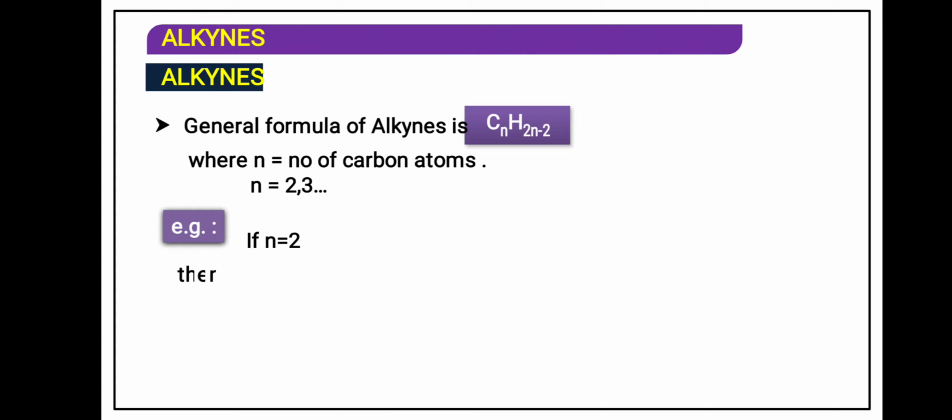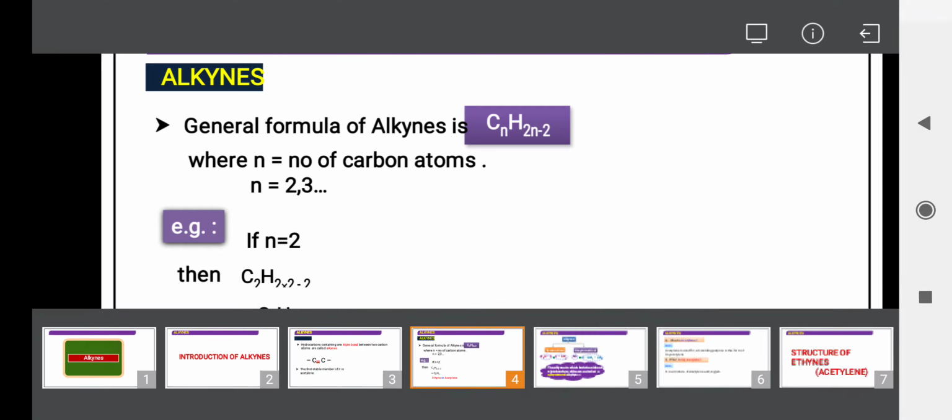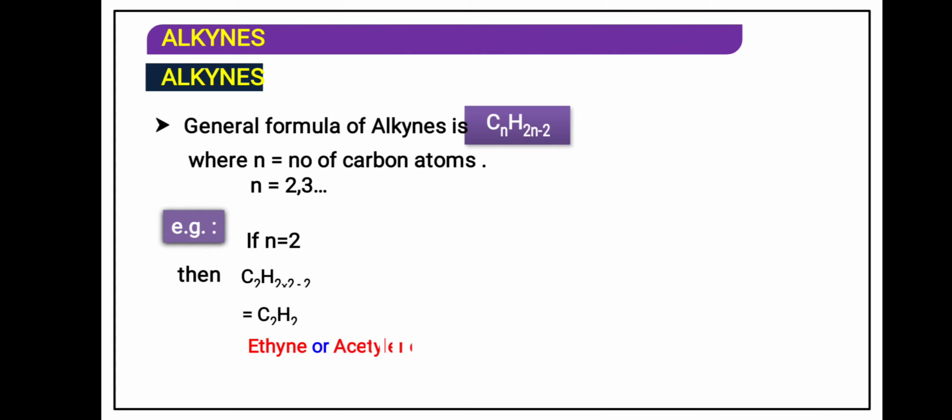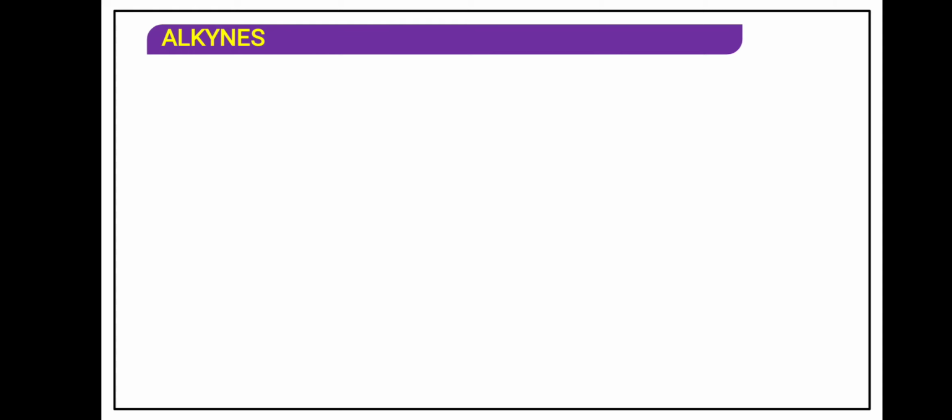If you put n equal to 2, it will be C2, and 2 twos are 4 minus 2, that is 2, C2H2. That will be ethyne, 2 carbon. So ANE is replaced by YNE, that is ethyne, and commonly it is said to be acetylene. Acetylene is the common name.